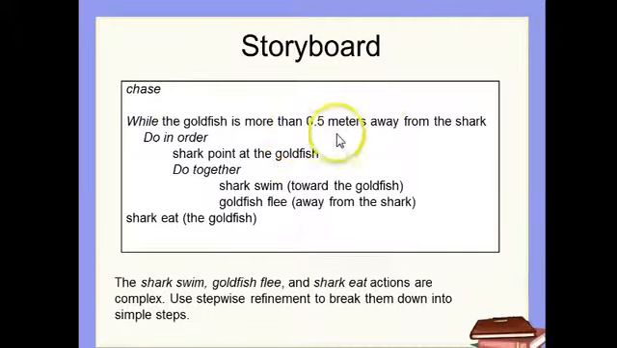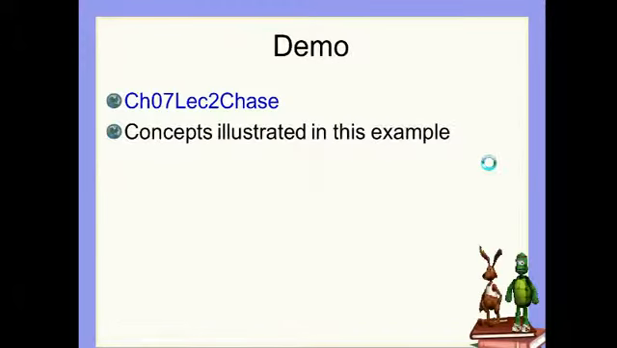While the goldfish is more than 0.5 meters away from the shark, first the shark has to point at the goldfish. That's actually important. And then they are going to both swim together. As soon as the while loop ends, that's when the shark is going to eat the goldfish. Okay? So as soon as the while loop ends, that's when you have this next step. And so it's going to be dictated by the closeness of the goldfish to the shark.